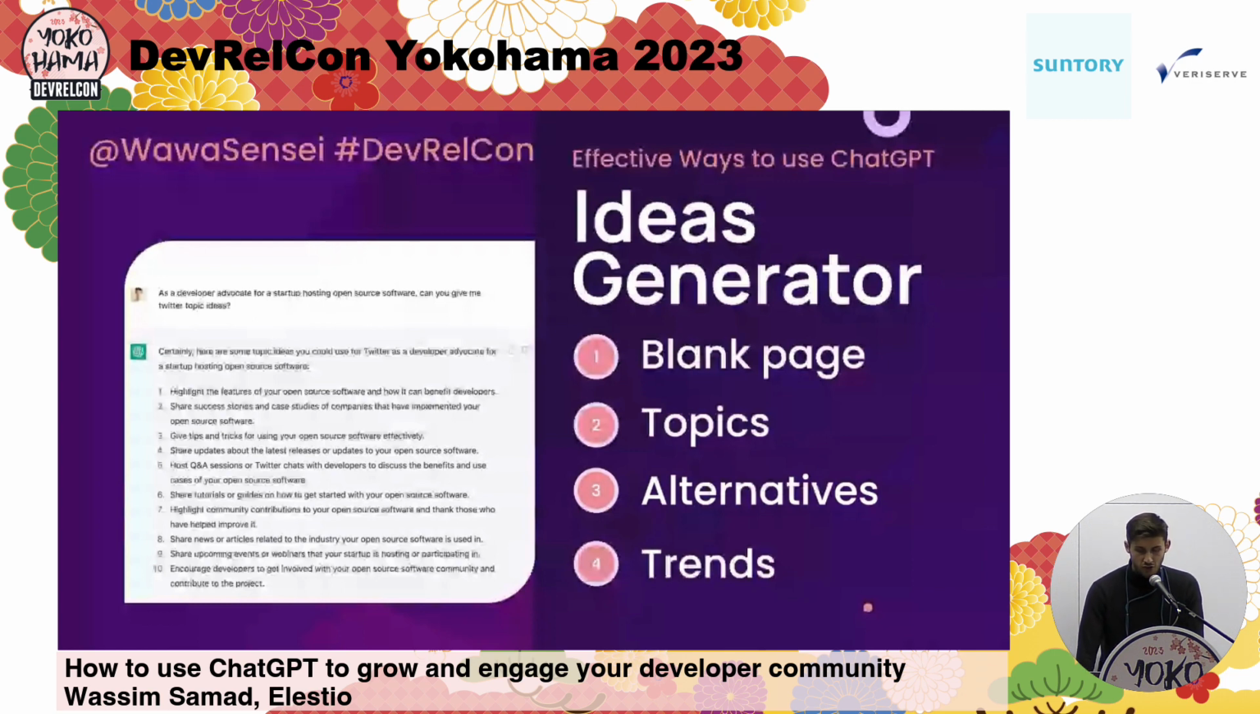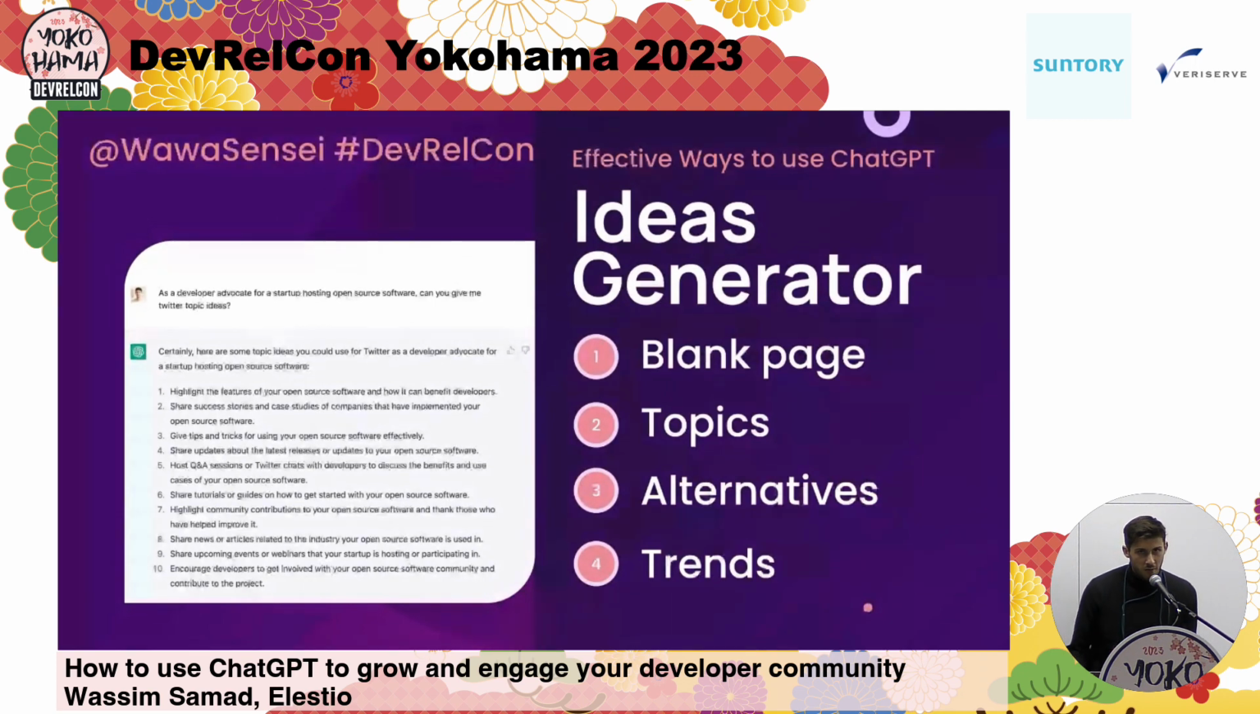So I asked ChatGPT to do my job: as a developer advocate for a startup hosting open source software, can you give me Twitter topic ideas? I won't read all of them, but just have a look at the first one. The first one it gave is: highlight the features of your open source software and how it can benefit developers. So it's not only giving me the idea to highlight features of open source software, but it was very human and focused on the outcome by adding at the end of the sentence "how it can benefit developers", which really looks like a human reflection behind these answers.